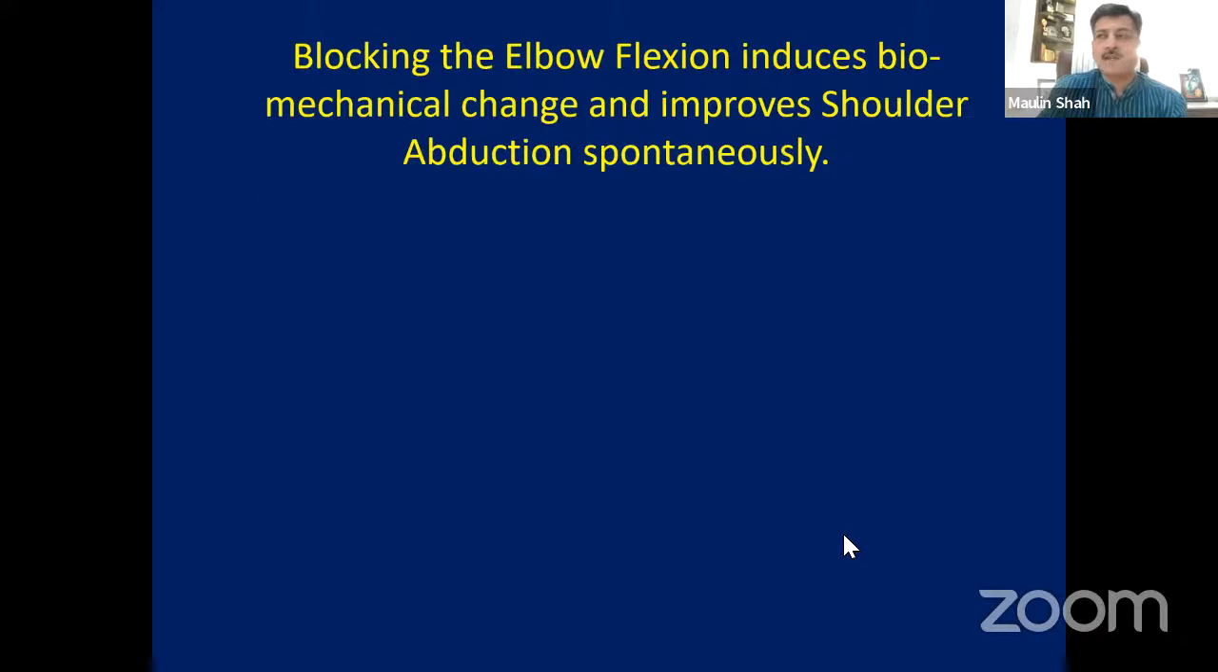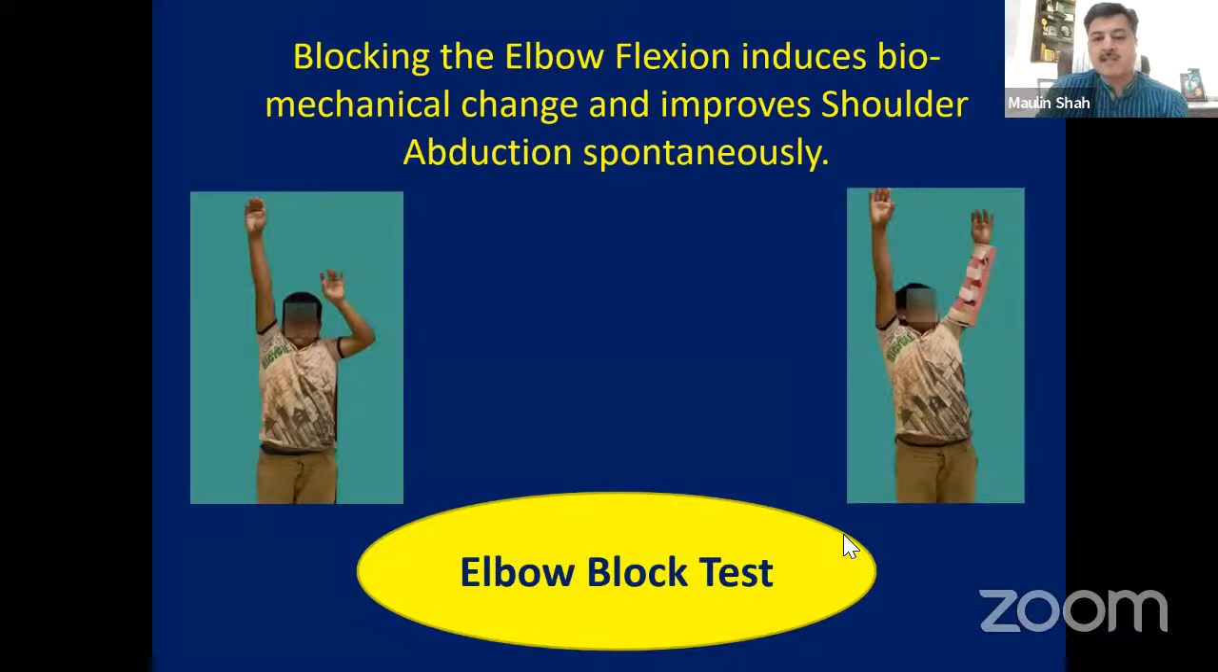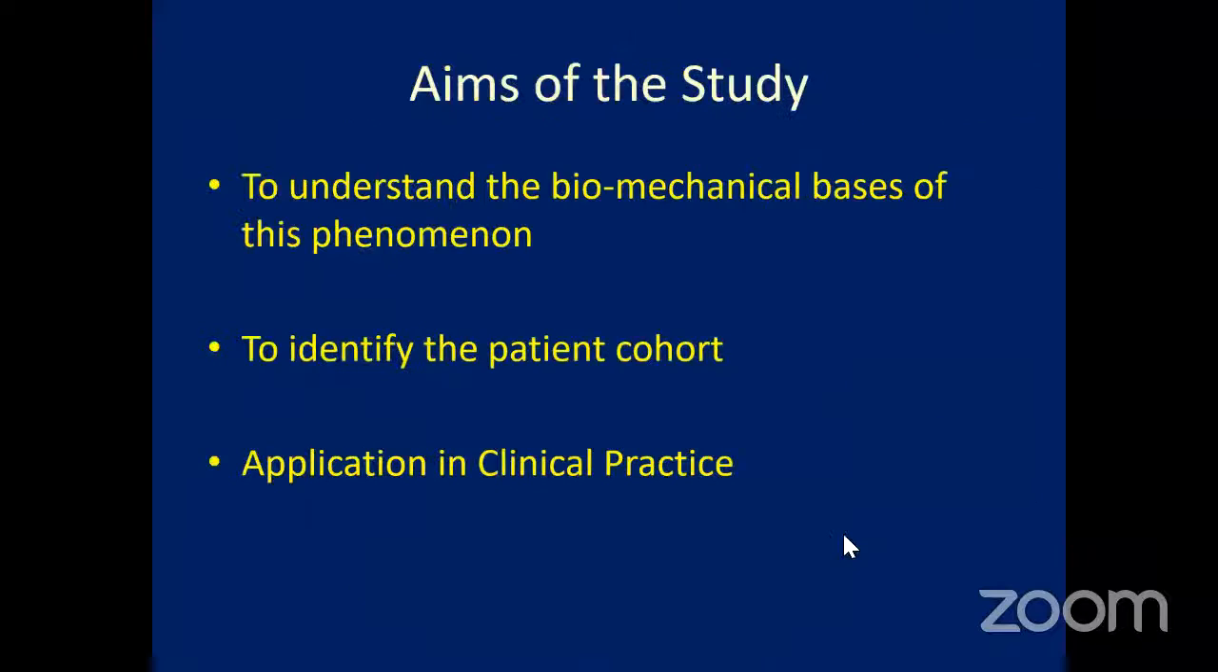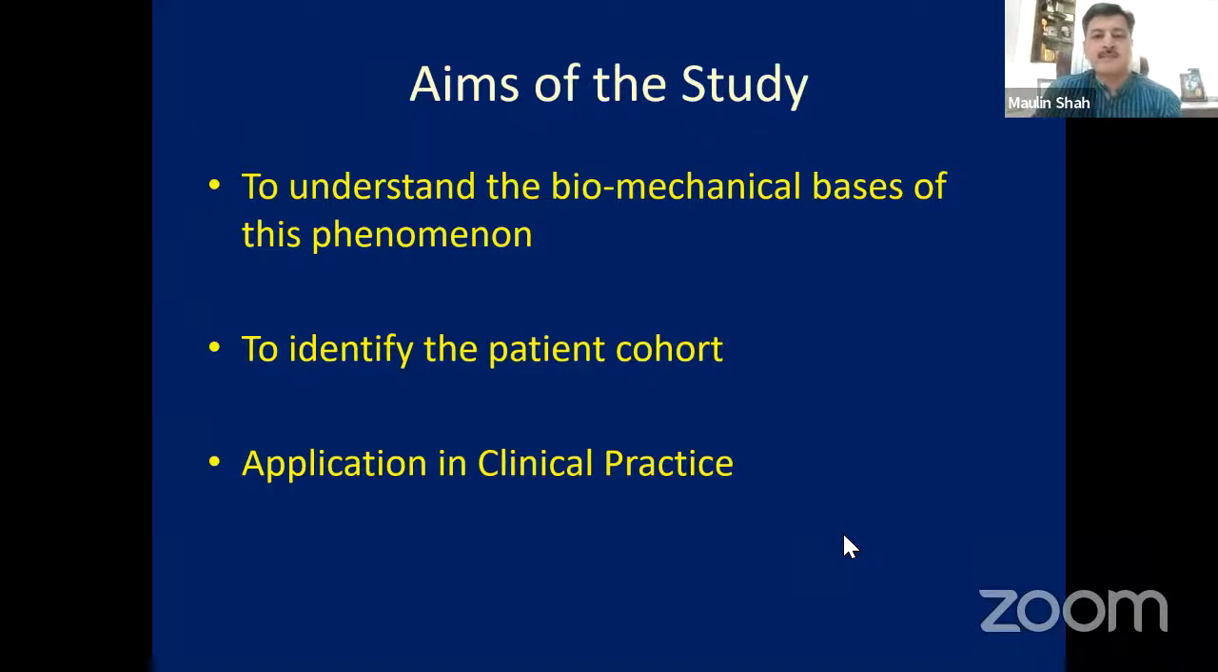So this test, where blocking the elbow flexion during elevation induces some biomechanical changes at the shoulder joint and improves shoulder abduction spontaneously, is termed the elbow block test. And the aim of this study was to understand the biomechanical basis of this phenomenon.